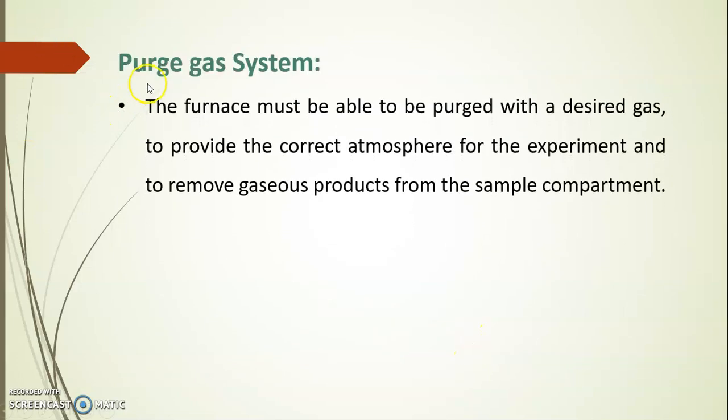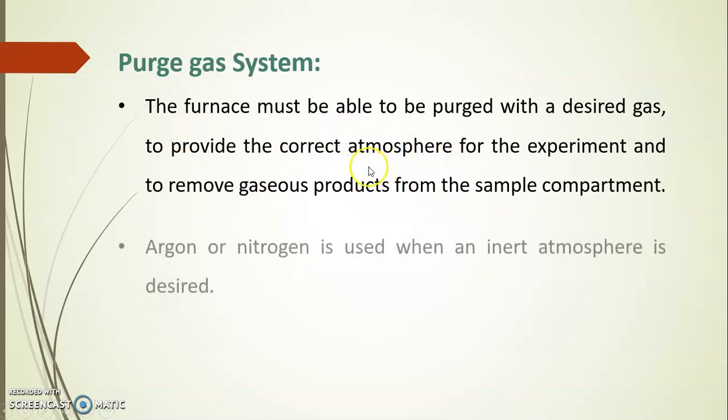Now the next part is the purge gas system. The furnace must be able to be purged with the desired gas to provide the correct atmosphere for the experiment and to remove gaseous products from the sample compartment. So this is the main purpose of the purge gas system.